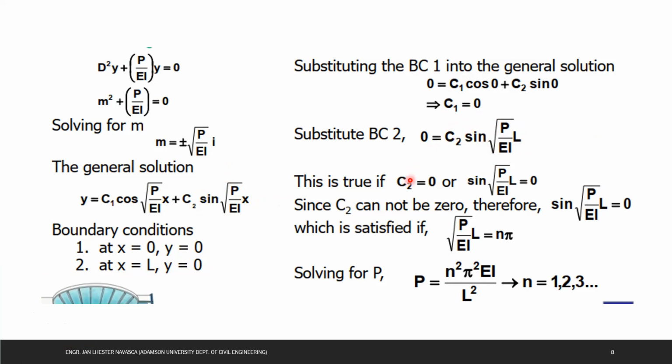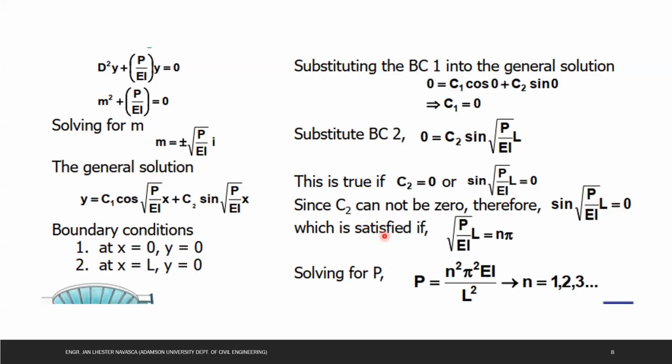However, c2 cannot be 0 since our solution is undefined if we let c2 equal 0. Therefore, we only need to let our second term, which is sine of the square root of P over EI times L, be 0, and the constant c2 is non-zero. So we have sine of the square root of P over EI times L equals 0.